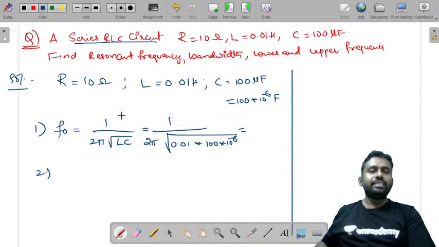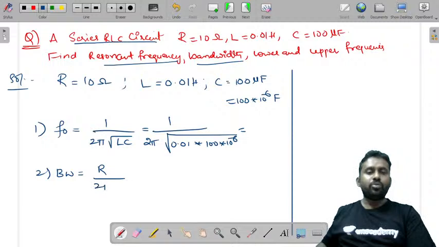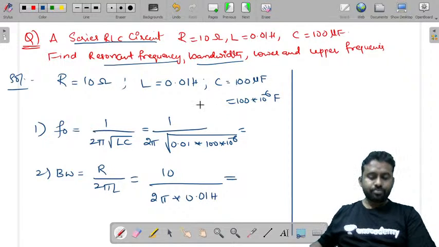Now let us consider the second one. The first one is frequency, the second one is bandwidth. Bandwidth is equal to R by 2 pi L. What is R? It is given as 10, by 2 pi into L, whose value is 0.01 Henry. Tell me the value of this.